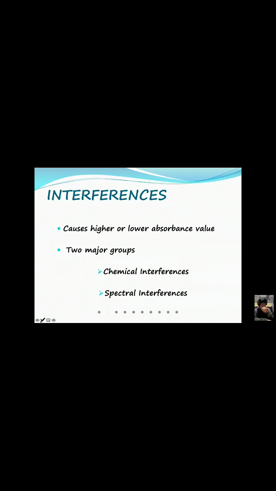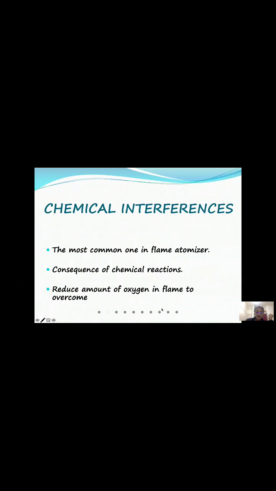As I mentioned initially, the interferences are there. There are 3-4 interferences which cause higher or lower absorbance values. The major groups are chemical interference and spectral interference. As I mentioned, in spectral interference, suppose the element you are atomizing is not atomized and forms some oxides, and those oxides also absorb light at the same wavelength. In that case, this is going to hamper your element from being detected.